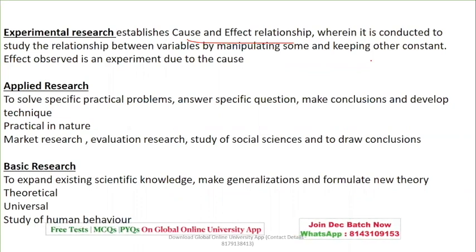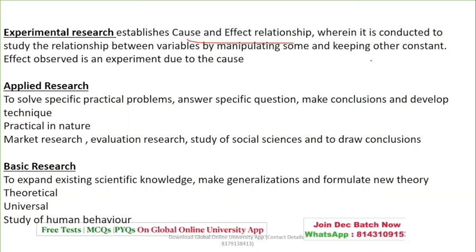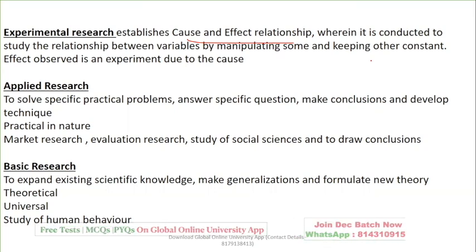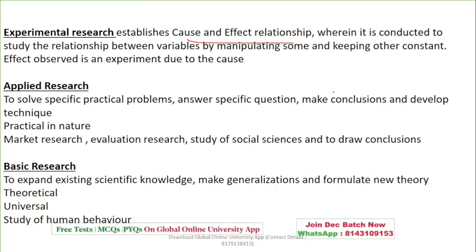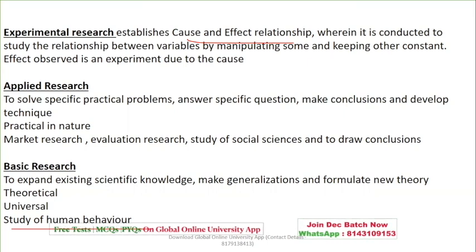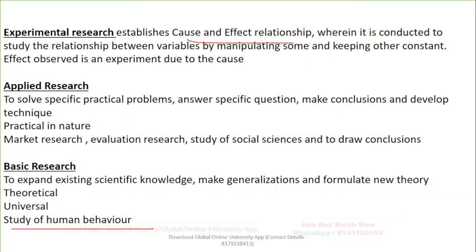The experiment is important. Applied research is basically to solve specific problems, to answer the questions, to come to a conclusion, to do a research, to do an evaluation. Basic research is to expand the existing knowledge, in the form of scientific knowledge, to make the generalization. It means the statements, or to form a new theory.